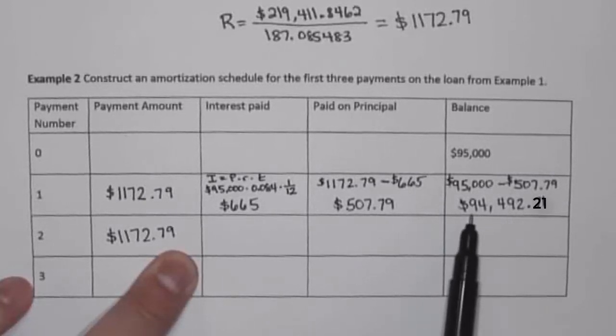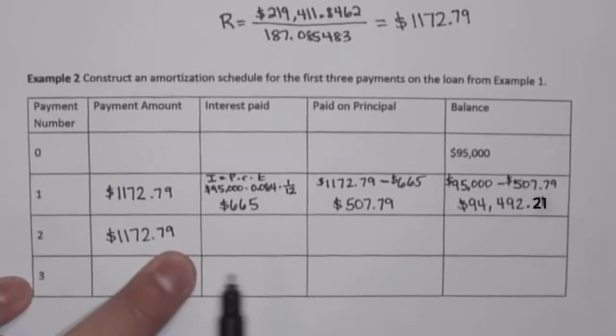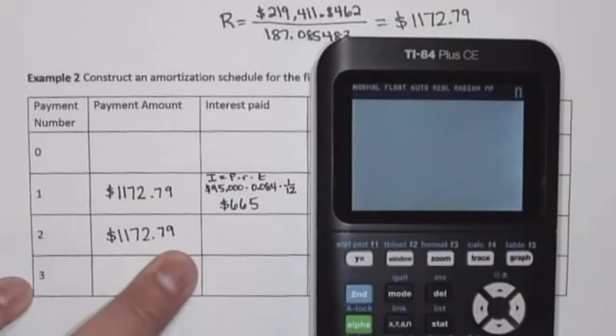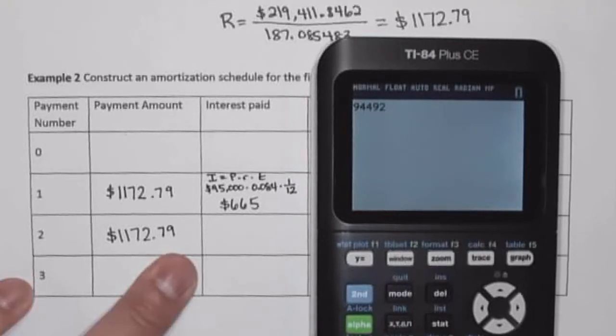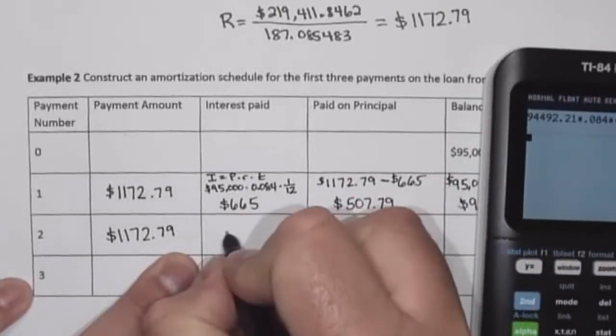So we would have to pay interest on the $94,492.21. I'm not going to write this down. I'm going to just bring back in my calculator. The principal is $94,492.21. And so if I take that times the interest rate, 0.084, times the time, which is 1/12 of a year because it's a monthly payment, then that is $661.45 if I round to the nearest penny.